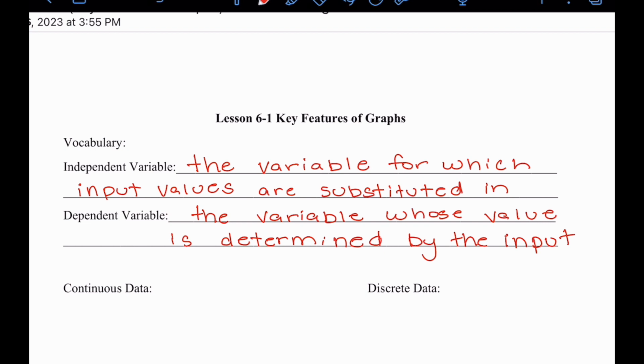To start off with some vocabulary, I believe you've heard these terms before in your science class, but in case you forgot, an independent variable is the variable for which input values are substituted in. So independent refers to our x, our input. The independent variable you will see on the x-axis. The dependent variable is the variable whose value is determined by the input, also known as the output, the y. We can't have the dependent variable without the input. So you can find the dependent variable on the y-axis.